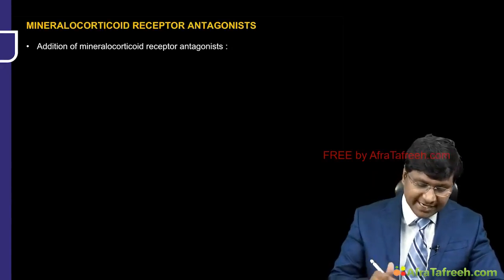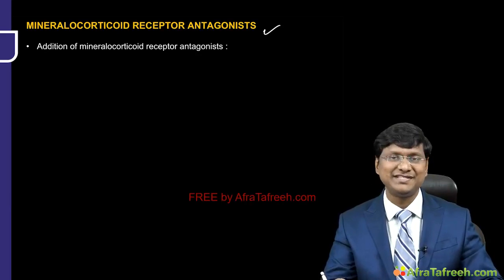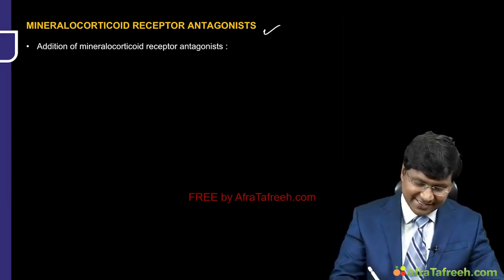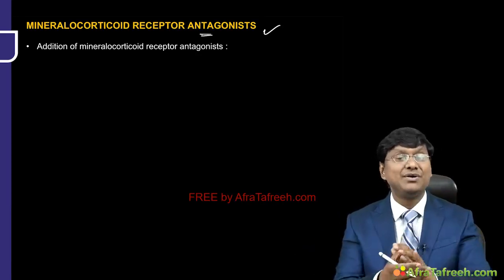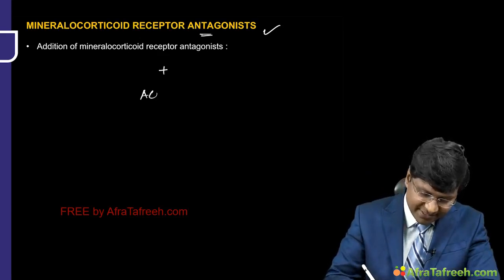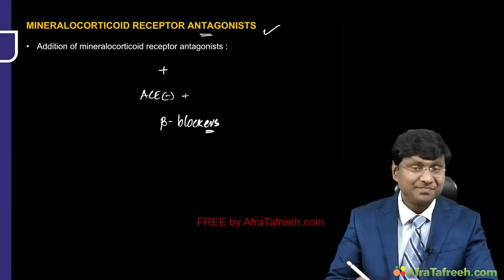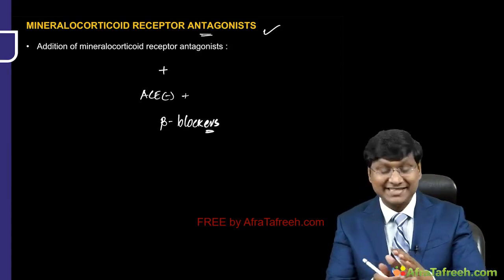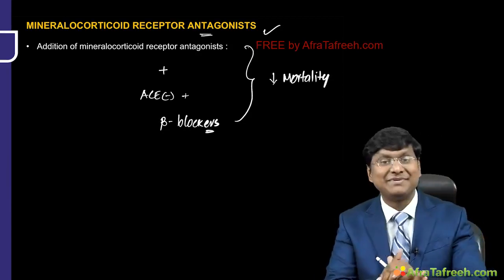Okay. Next, followed by that, another group of drugs apart from ACE inhibitors, angiotensin receptor blockers, and beta blockers, is the mineralocorticoid receptor antagonist. So when you add this mineralocorticoid receptor antagonist to the ACE inhibitors and as well as to the beta blockers, what has been shown is that mortality was further reduced by the addition of the mineralocorticoid receptor antagonist.